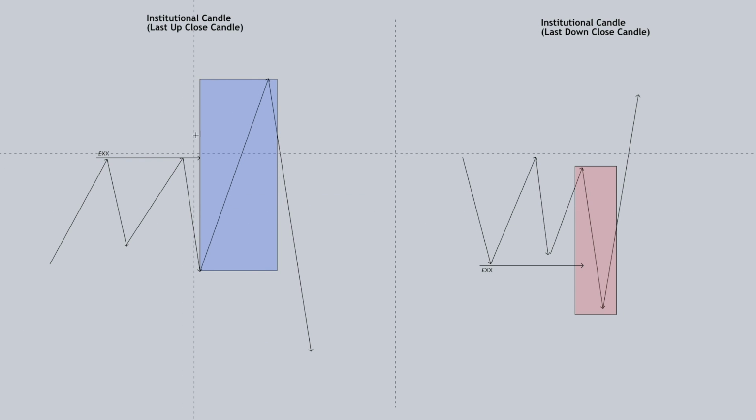This scenario here is for a bearish market. This is for a bullish market. So the institutional candle runs out liquidity and then plummets. So you need to understand what's going on here as well. Institutions buy before they sell.